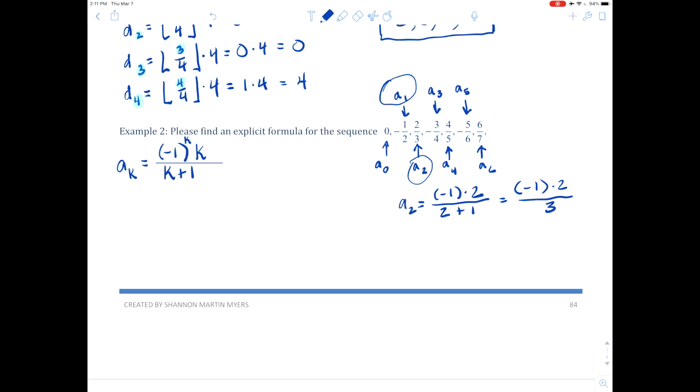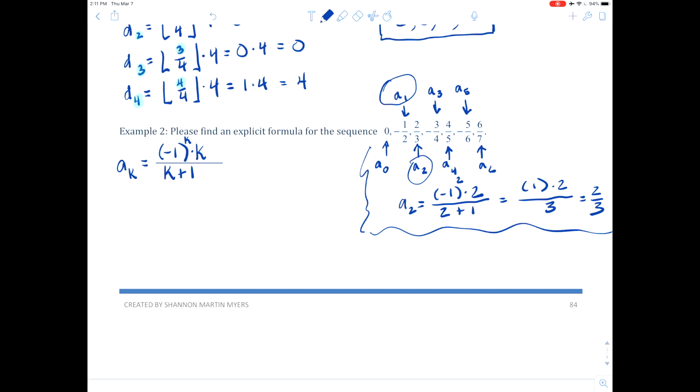-1 to the k times k over k plus 1. So for A2, we'd have -1 squared. And that would equal, I'll just swap this around since we figured it out, 1 times 2 over 3, which is 2/3. And that definitely checks out, right? Cool, cool. So we had a little bit of scratch work over here.